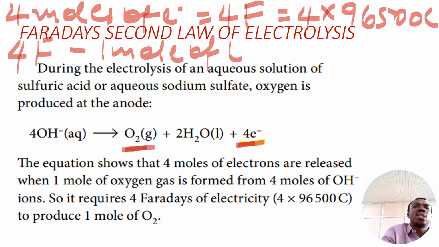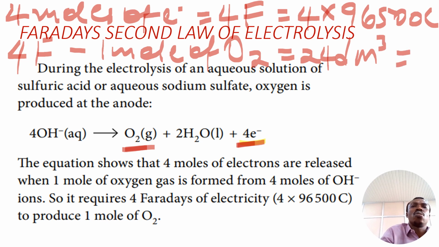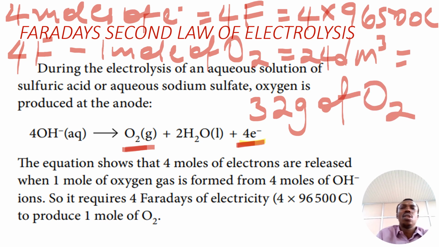That means 4 Faradays is required to deposit 1 mole of oxygen, which is equal to 24 dm³ of oxygen, and which is equal to 32 grams of oxygen, the molar mass of oxygen. So with this, we can calculate the volume of oxygen deposited at the anode, the mass of oxygen deposited at the anode, or the number of moles of oxygen deposited at the anode. So 4 Faradays, which is 4 moles of electron, is required to deposit 1 mole of oxygen from the equation.